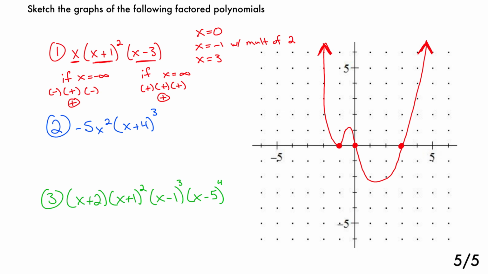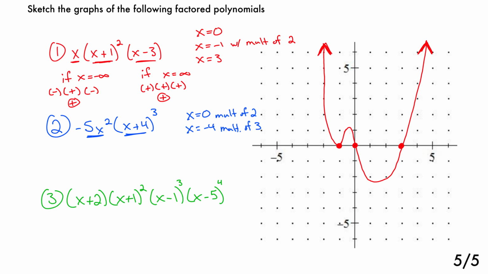Problem number 2, we're going to do the same thing. So my x-intercepts for the first part are going to be at x equals 0 with a multiplicity of 2. And then I'm going to have x equals negative 4, multiplicity of 3.